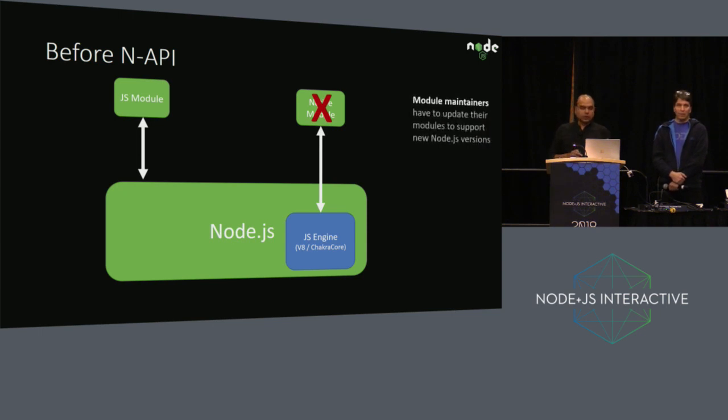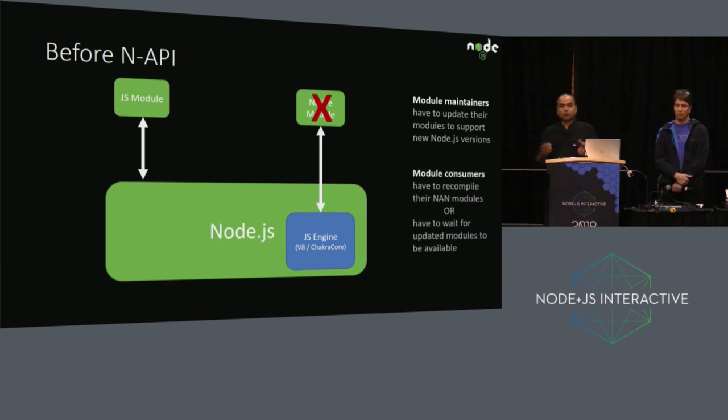So to deal with this fallout, where the modules used to break, every new Node release would require module maintainers to update their modules to support new Node versions. Every time a new Node release comes out, native module maintainers will have to change some code to support the new release. And module consumers, the app developers, have to wait for that to happen. You either wait for the module updates to happen, or if your modules depend on NAN, then you have to recompile your NAN modules to be able to take advantage of the new Node release.